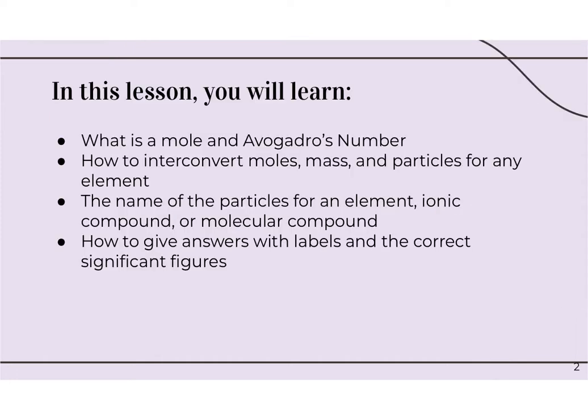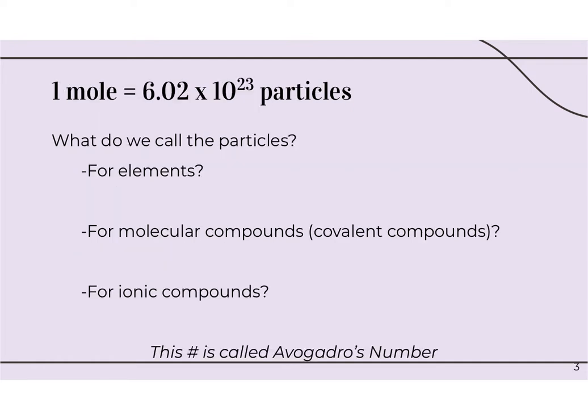So in this lesson, we are going to learn what is a mole and what is what we call Avogadro's number. How do we then use that number to interconvert moles to mass to particles for any elements that we could potentially look at? And then how do we name those particles that exist in chemistry? So is something an element? Is it a compound? Is it a molecule? And then how do we give answers with correct significant figures and correct labels? So these are all the things we're going to be talking about today.